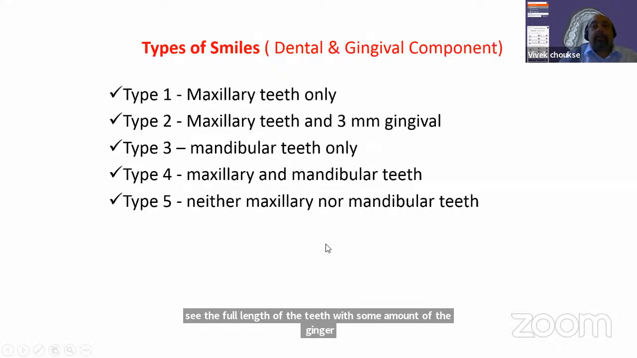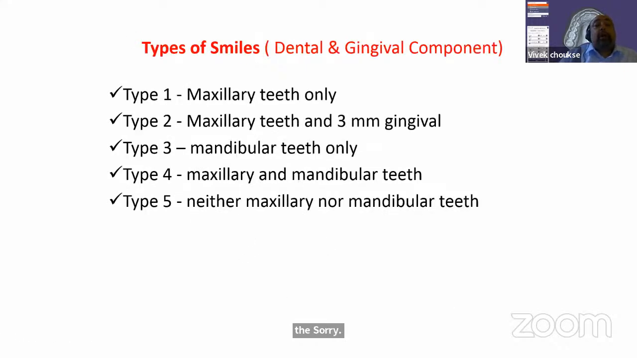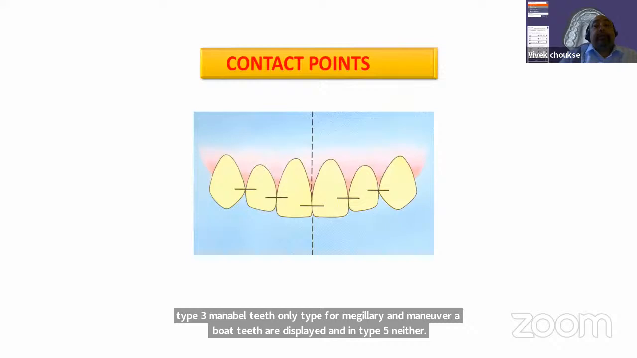We can also describe smiles in 5 types depending on their dental and gingival components. Type 1 is the maxillary teeth only. Type 2 is the maxillary teeth with 3 millimeters of gingival display. Type 3 is mandibular teeth only. In type 4, both maxillary and mandibular teeth are displayed. And in type 5, neither maxillary nor mandibular teeth are displayed.